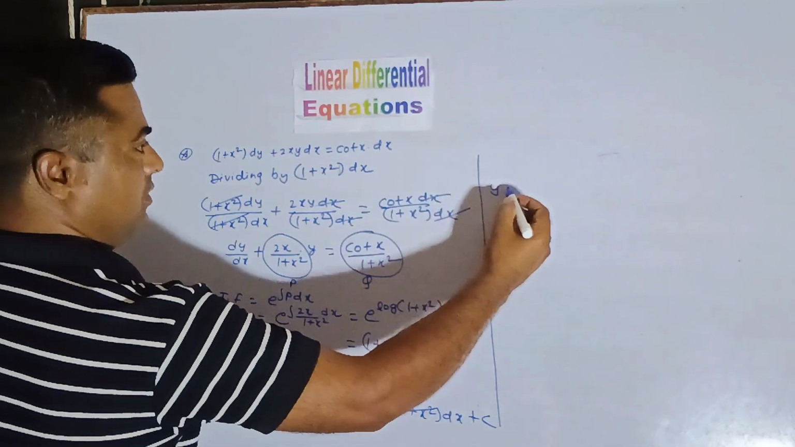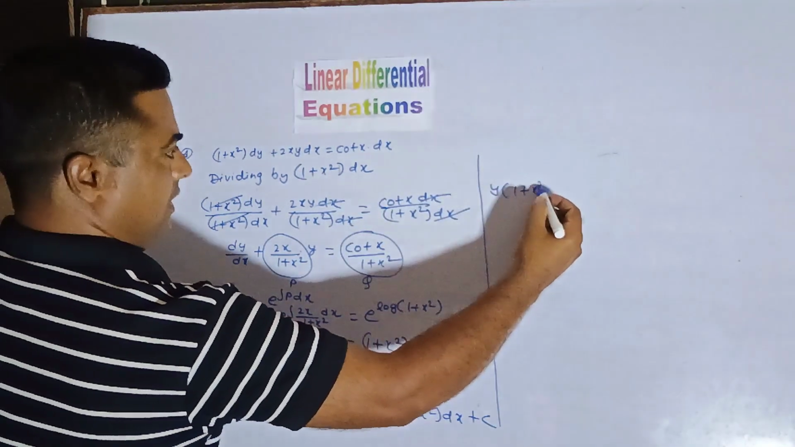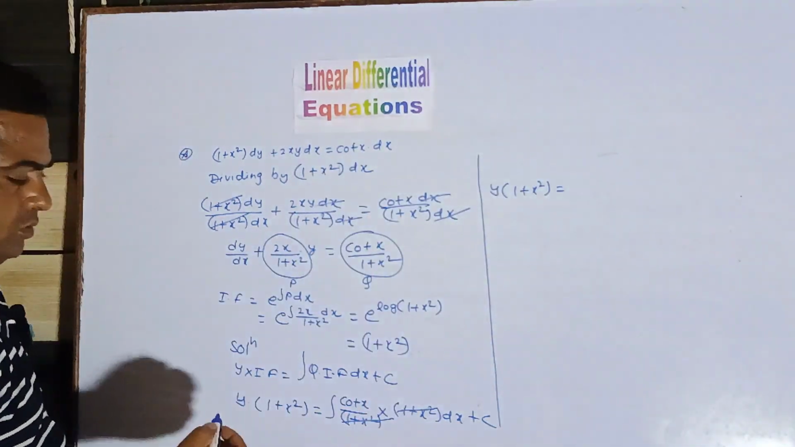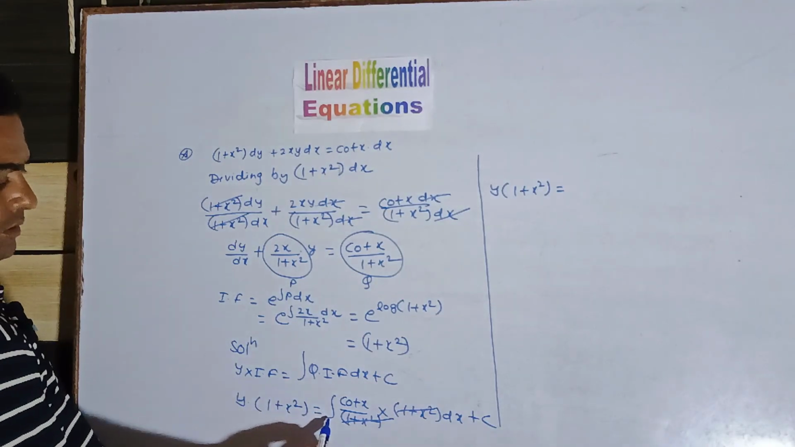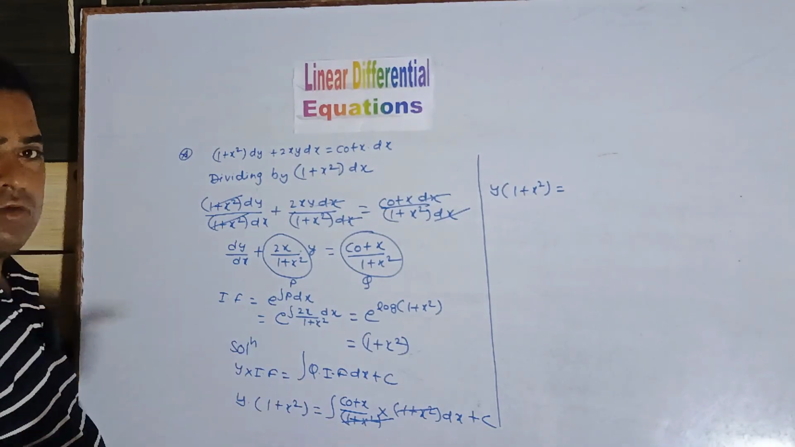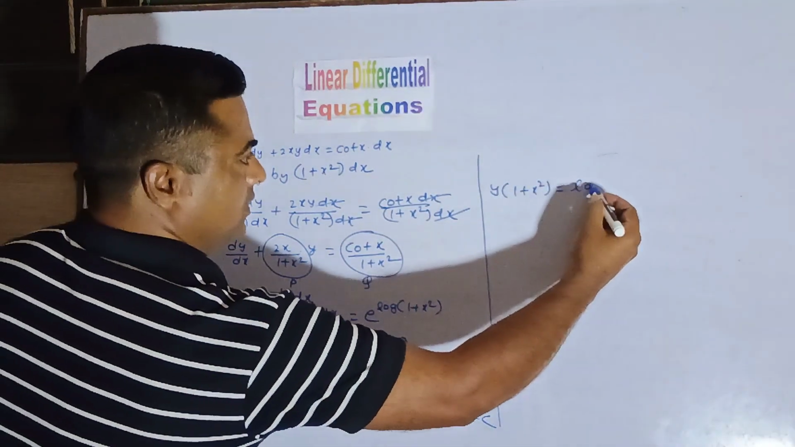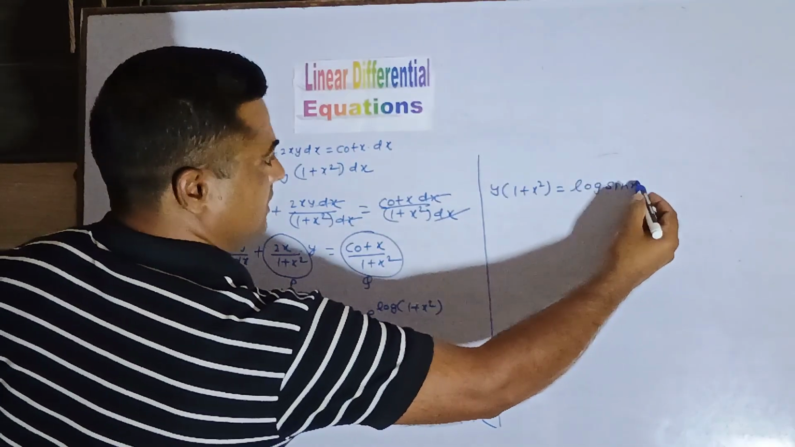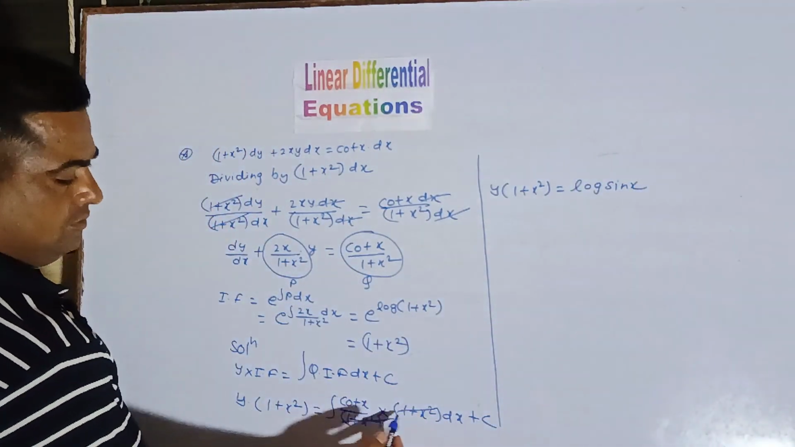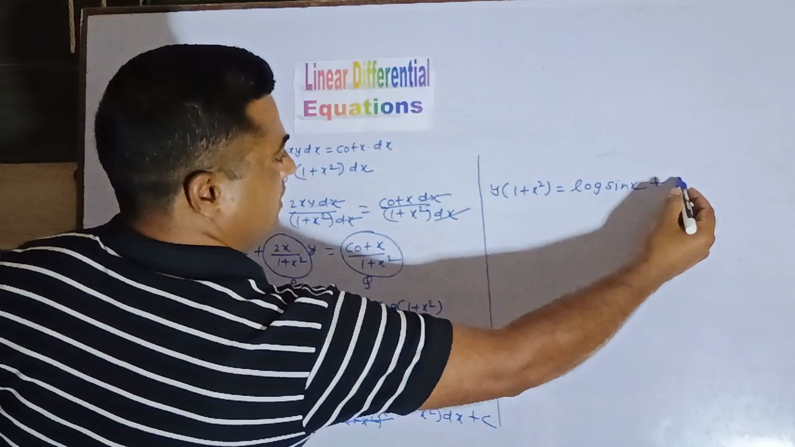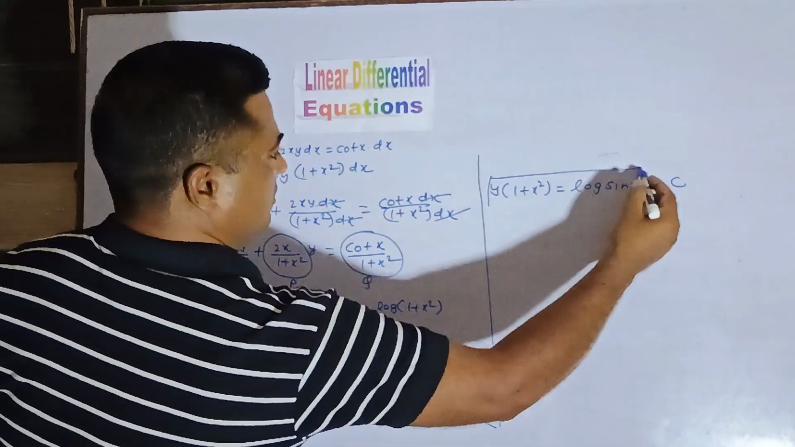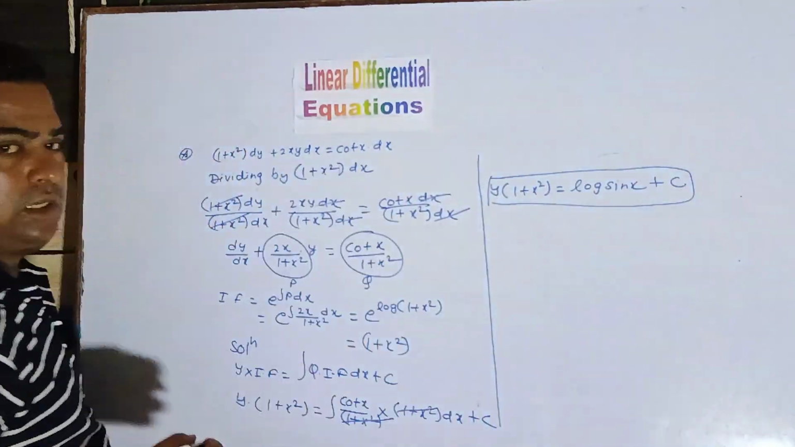y in bracket 1 plus x square is equal to the integral of cot x. So the integral of cot x will be log sin x, plus c. So students, this is the solution of this linear differential equation.